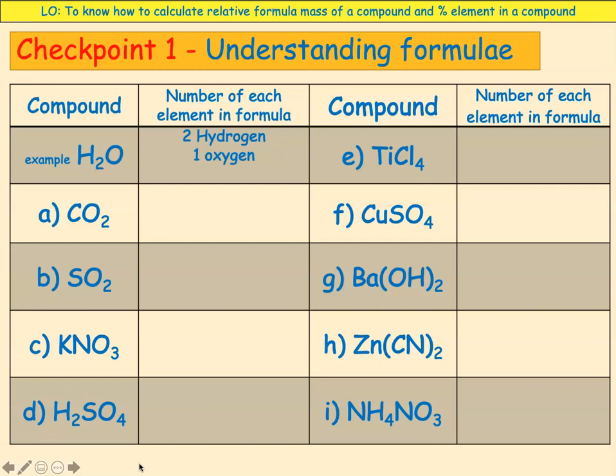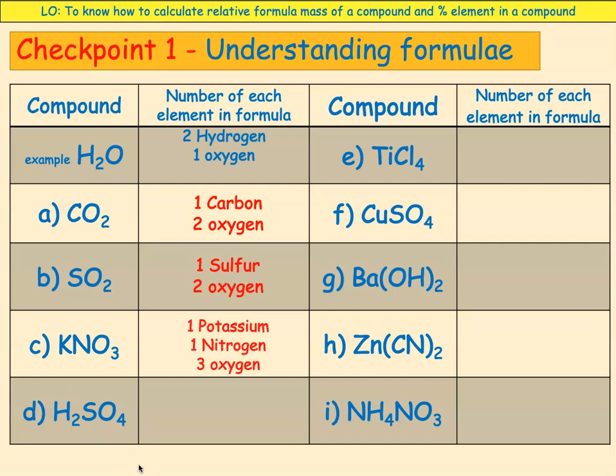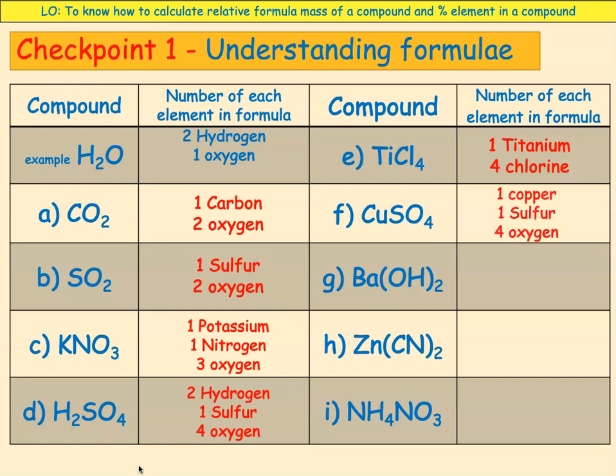Okay, welcome back. Right, CO2, you've got 1 carbon and 2 oxygen. SO2, you've got 1 sulfur and 2 oxygen. KNO3, you've got 1 potassium, 1 nitrogen and 3 oxygen. H2SO4, you have got 2 hydrogen, 1 sulfur and 4 oxygen. TiCl4, 1 titanium and 4 chlorine. CuSO4, 1 copper, 1 sulfur and 4 oxygen.